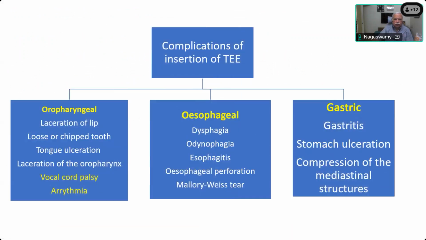Now, the complications of insertion of the probe can be oropharyngeal complications, esophageal complications, or gastric complications. The oropharyngeal ones can be laceration of the lip, injury to the tooth, tongue ulceration, pharyngeal injury, vocal cord palsy or arrhythmias. Esophageal complications after the surgery can be dysphagia, odynophagia, esophagitis, sometimes esophageal perforation, or Mallory-Weiss tear. And gastric complications are gastritis, stomach ulceration, and compression of mediastinal structures. So these are the complications.